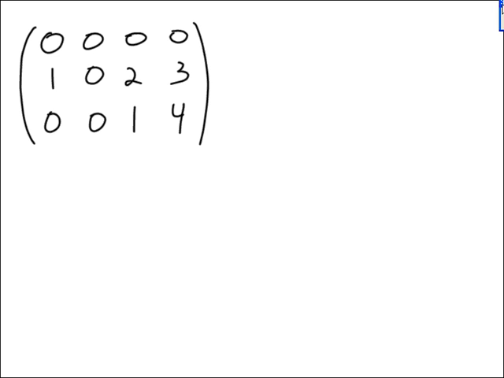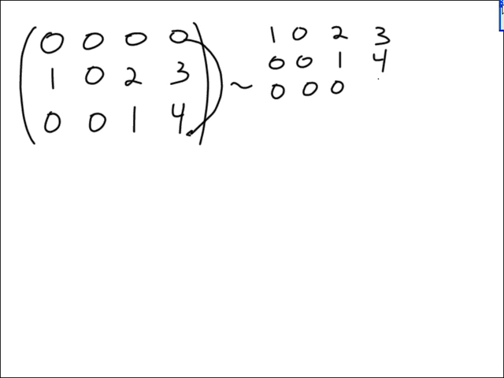Well, what I would do first is put the row of zeros on the bottom. So 1, 0, 2, 3 becomes the first row. 0, 0, 1, 4 becomes the second row. And there is your row of zeros on the bottom. In row 1, the first non-zero entry is right there. Oh, how convenient, what's below it is zeros. There is no above. Column 2 is all zeros. That's okay.